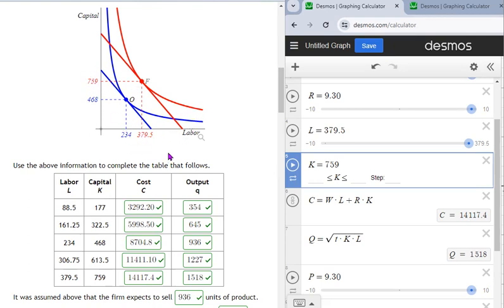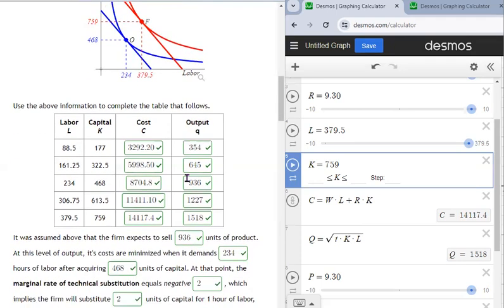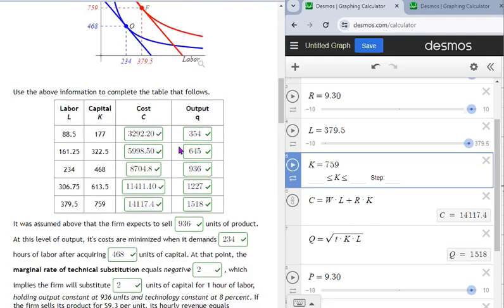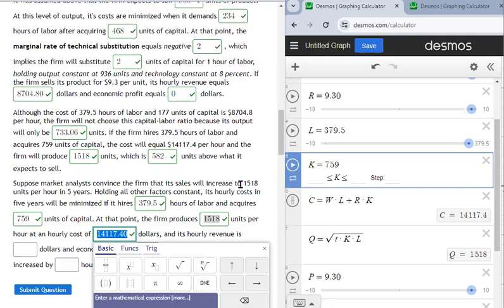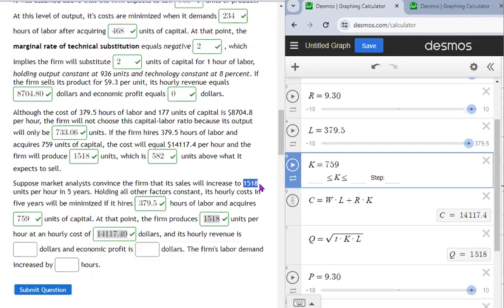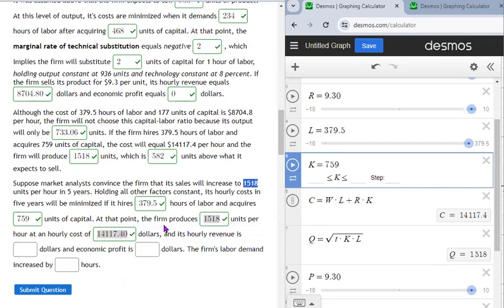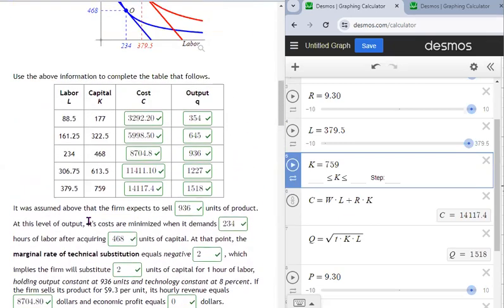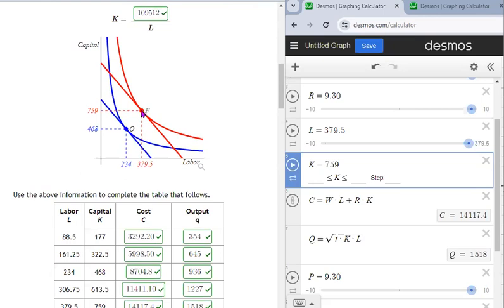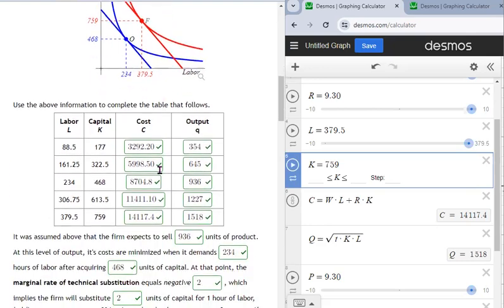So what's going on here is if all of a sudden our expectations of future sales increase from 936, the blue curve, and we increase our expected sales to 1,518, right? We're going to match our firm production to our sales expectation. We're going to minimize cost, and that means our final optimal solution will be this red dot. And so our original optimal solution is the blue dot. Our cost minimizing final optimal solution is this red dot, right?